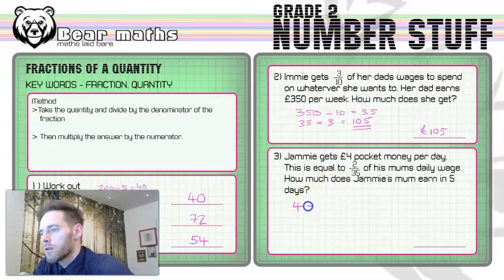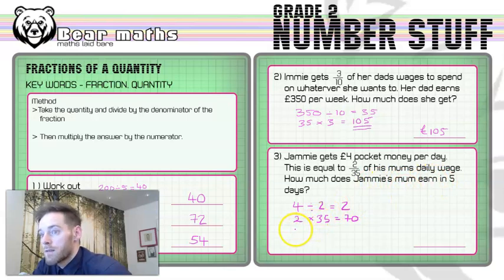Take the £4, we're going to divide it by the 2, and that gives us £2. And then we're going to take the 2 and multiply it by the 35. So we've done it the opposite way round because the question is in reverse. And we've got 70 there. So that must mean that his mum earns £70 per day, and then it just says how much does Jammy's mum earn in 5 days.